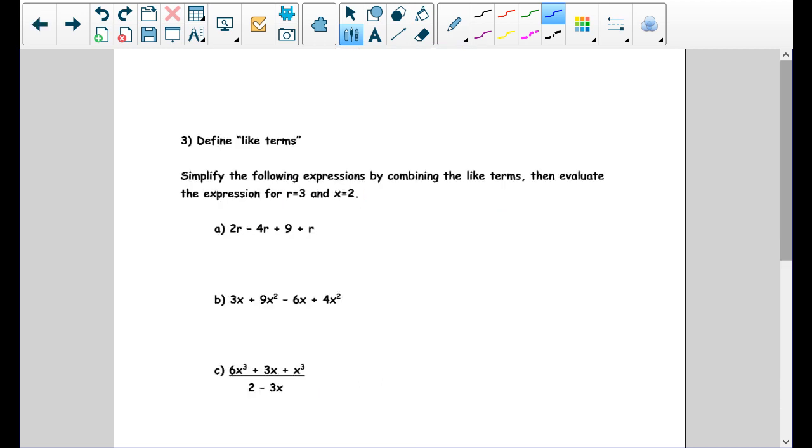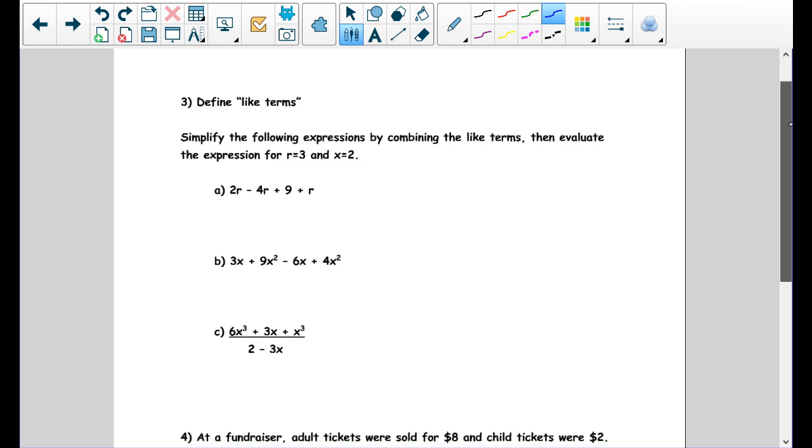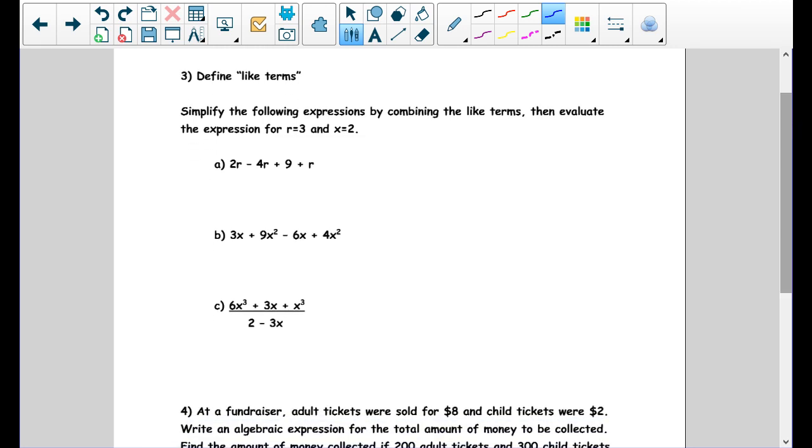Here's the other part we're looking at. Like terms. What does it mean to be like terms? Same variable. One more thing. Same variable, same what?